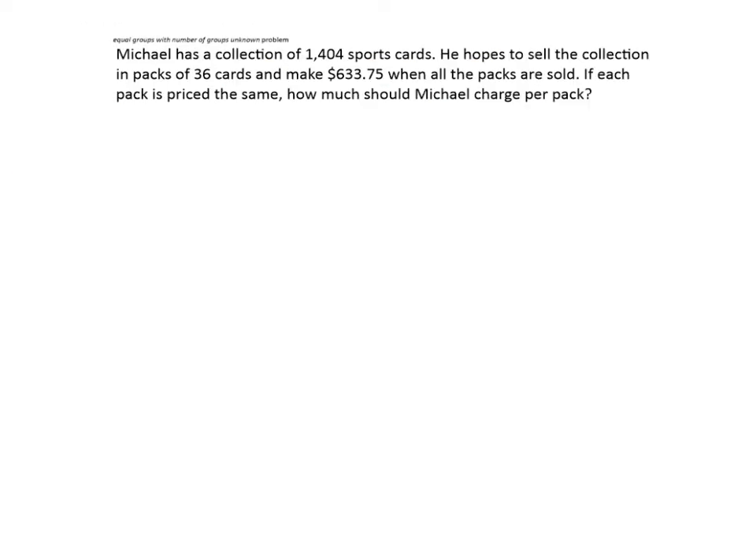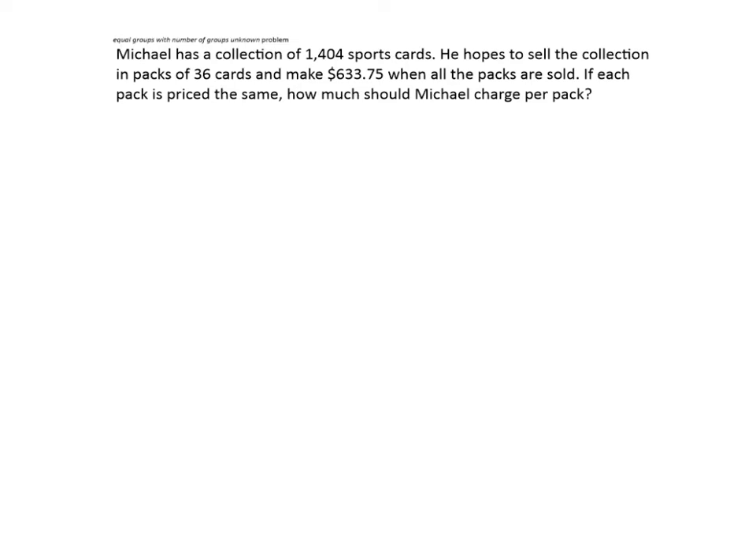Let's try our next problem, which is equal groups with number of groups unknown. So Michael has a collection of 1,404 sports cards. He hopes to sell the collection in packs of 36 cards and make $633.75 when all the packs are sold. If each pack is priced the same, how much should Michael charge per pack?